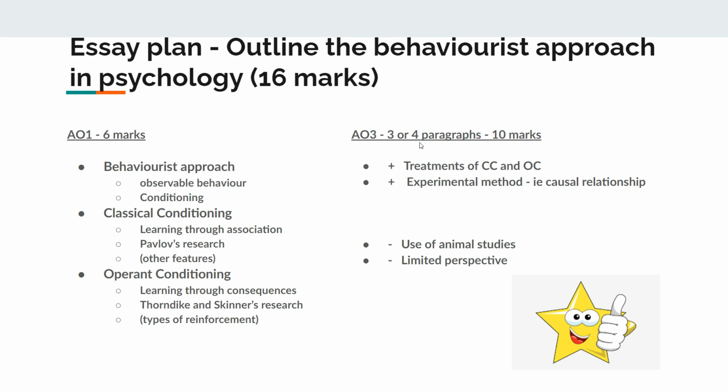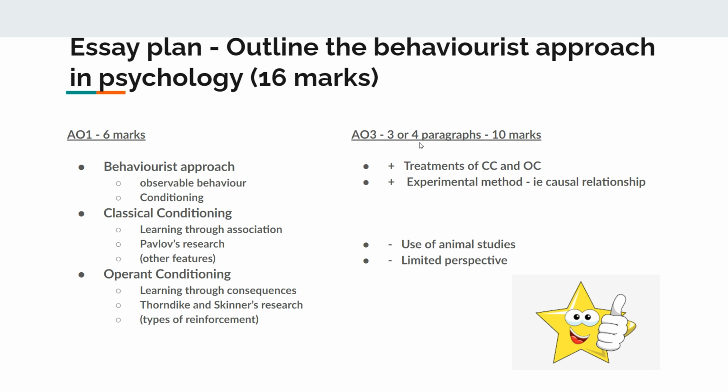Second strength, experimental method. That's what we talked about with operant conditioning, but of course it applies to classical conditioning as well. Both of them are based on lab studies with observable behaviour, controlled conditions where we can identify a causal relationship, and that's a very important strength of the behaviourist approach.